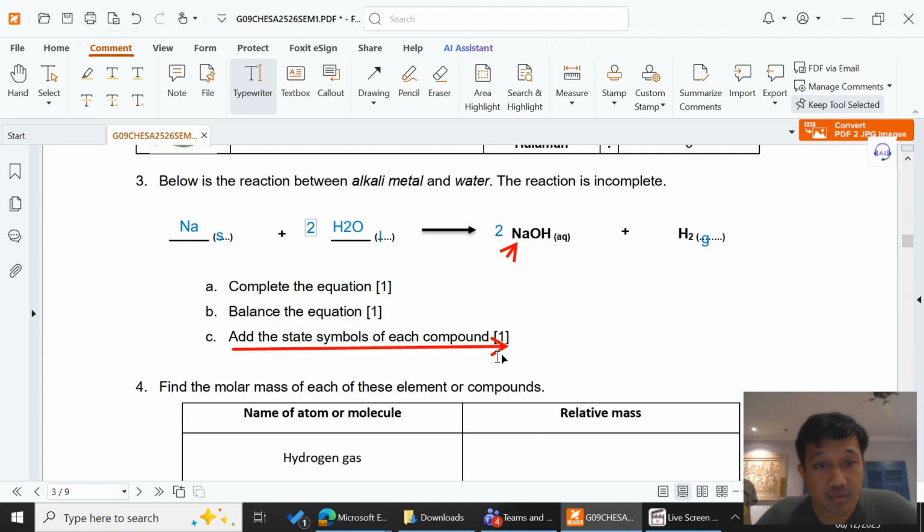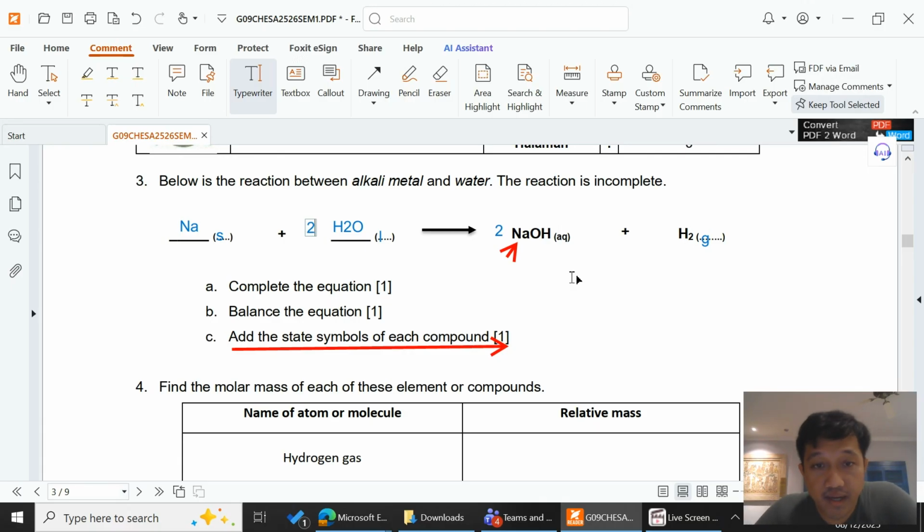Now let's do the same thing with the other atoms. Let's check for the oxygen. Now we have two oxygen on the left, two H2O. That means two oxygen, and two oxygen on the right, two oxygen inside the NaOH. Okay, so it's even now.